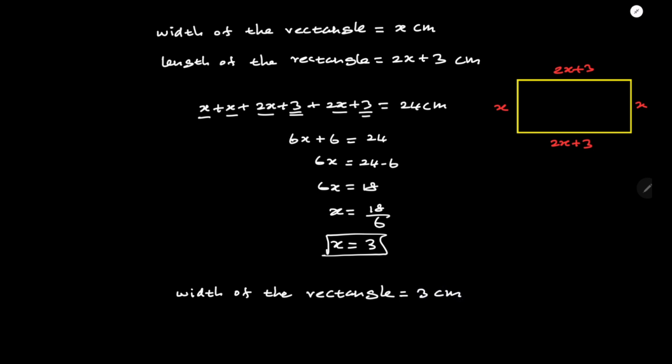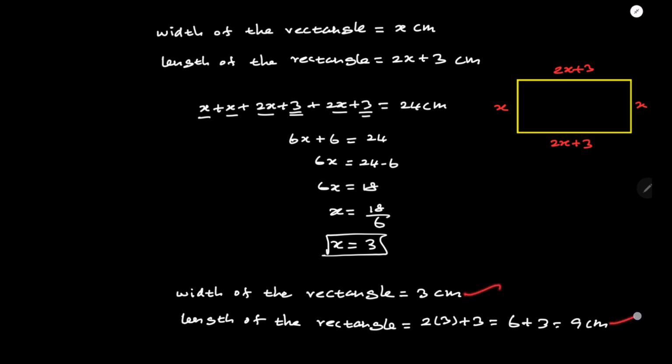Then the length of the rectangle is 2x plus 3. So 2 into the x value 3, so 2 into 3 plus 3. 2 into 3 is 6, and 6 plus 3 is 9. So the width of the rectangle is 3 centimeters and the length of the rectangle is 9 centimeters. This is the final answer.